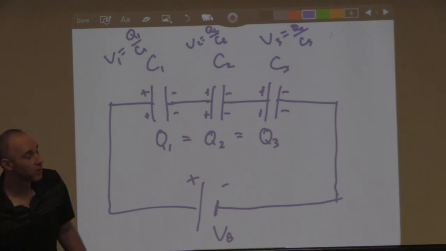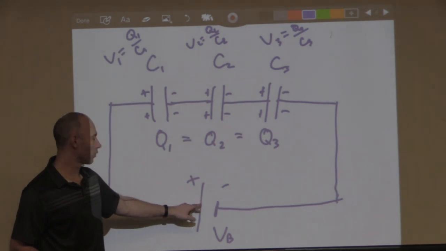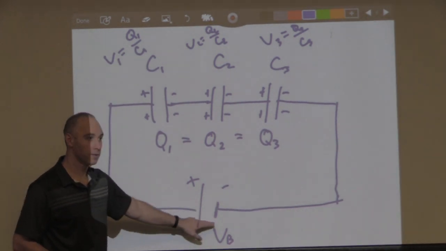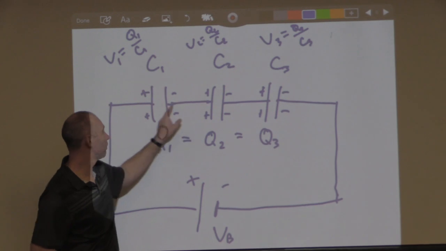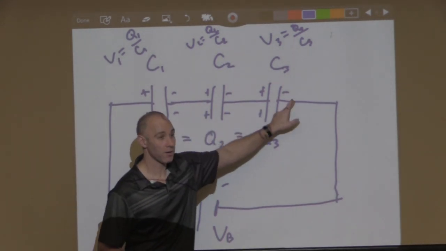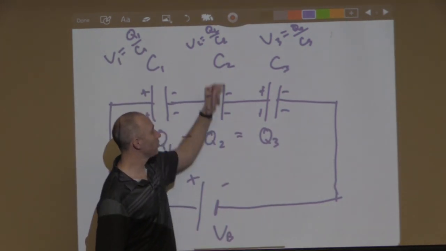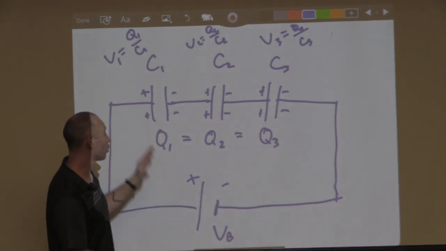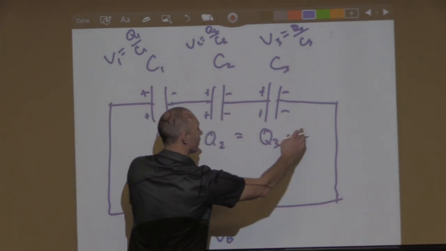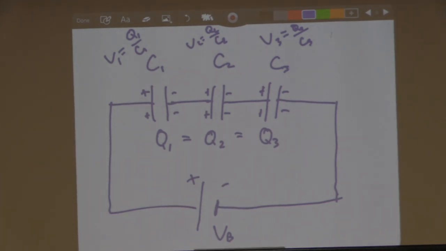Two more pieces, then I got to go on to the parallel set. Remember what I said before, this is the top of the hill, this is the bottom of the hill, and I'm getting to the bottom of the hill, but this time there are 3 steps. I go down a step here, a step here, a step there. This step is equal to V1, this step is equal to V2, this step is equal to V3, but the total of those 3 gets me back to the bottom of the hill. So that tells me that VB is going to equal V1 plus V2 plus V3.